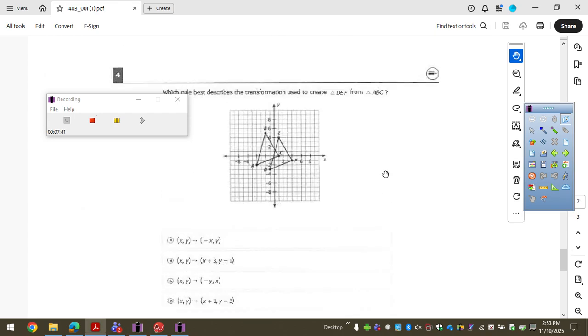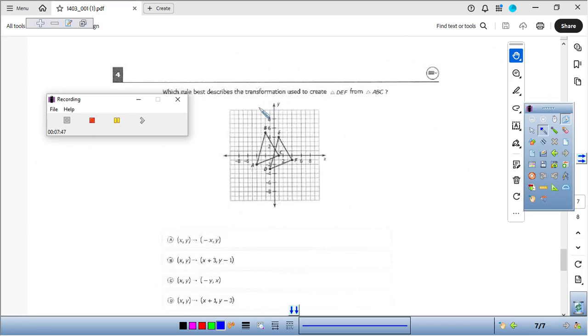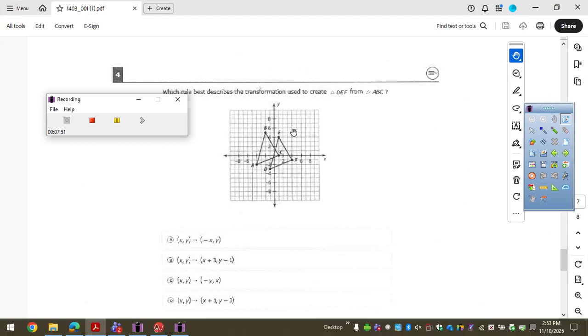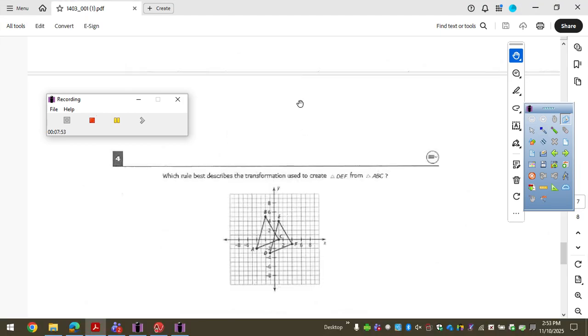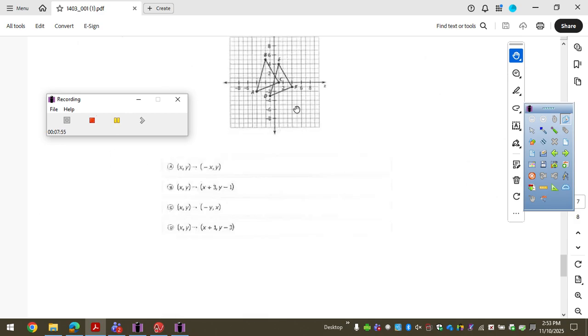Ooh, more dilation. Oh, let me see. They're about the same size, so it's not a dilation. That's a transformation. It's a translation, actually. Let me see. It's saying, let's see. Hold on. Let me try to zoom in.